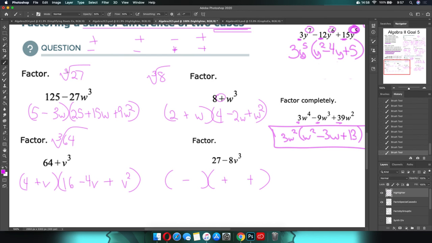So what is the cubed root of 27? We already figured that out. That is 3. And then the cubed root of 8 we figured out was 2b. All right, now we want a squared, so 3 squared is 9. 3 times 2 is 6b, and then 2 squared is 4b squared.